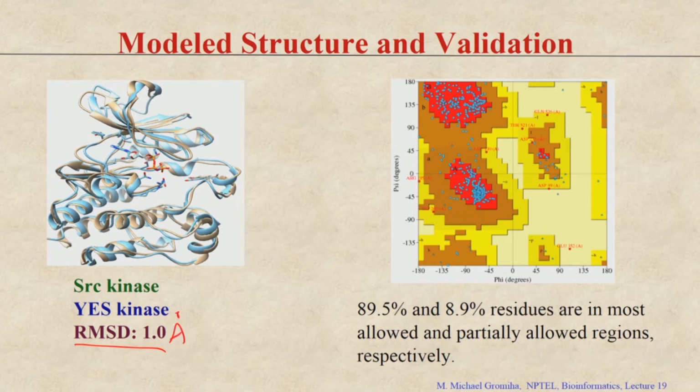Then we validate our model, this is one of the examples you can do with the Ramachandran plot. You can see the dots, which are mainly in the alpha helices and in the beta strands. We see about 90% of the residues are in the allowed region, and about 9% are in the partially allowed region. In this case the model is reasonably good, and you can trust this model for other applications. Here the sequence identity is very high.